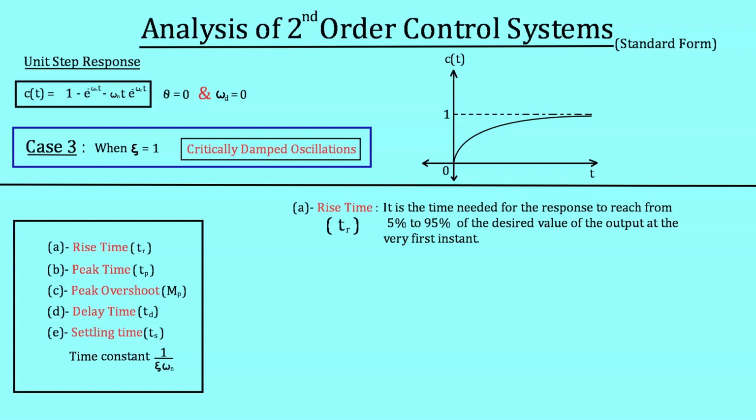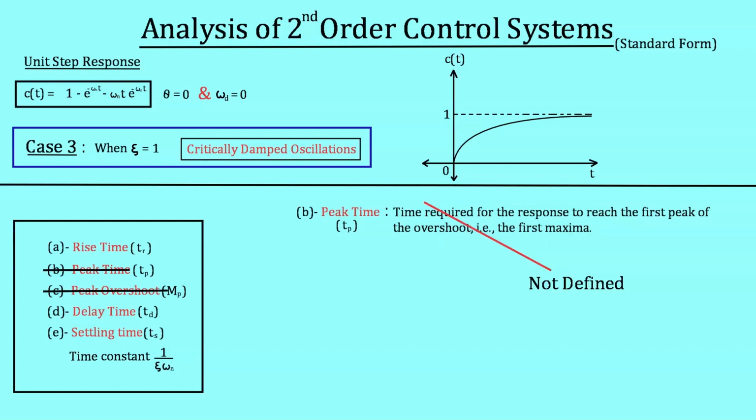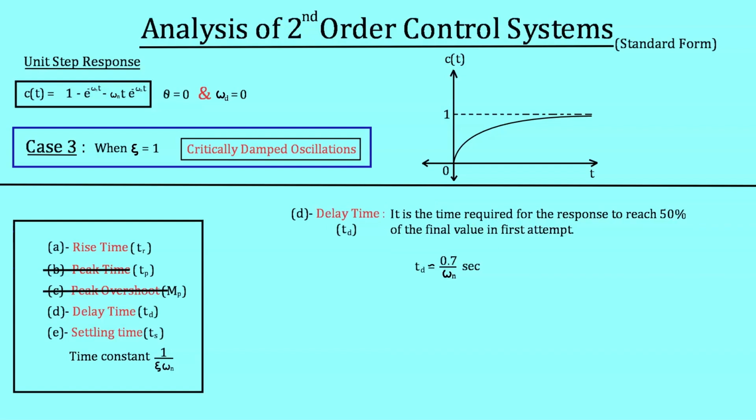I have derived the formulas which are exact and accurate in nature, but the formulas which use approximated equations and are not accurate, I have written directly without deriving them. You should not give too much dependency on these types of approximate formulas. Peak time is not defined because, as you can see in the output profile also, there is no overshoot or undershoot. And for the same reason, the peak overshoot parameter is also not defined in this case. Delay time is the time required for the response to reach 50% of the final value in the first attempt. The approximate formula is equal to 0.7 divided by natural frequency.